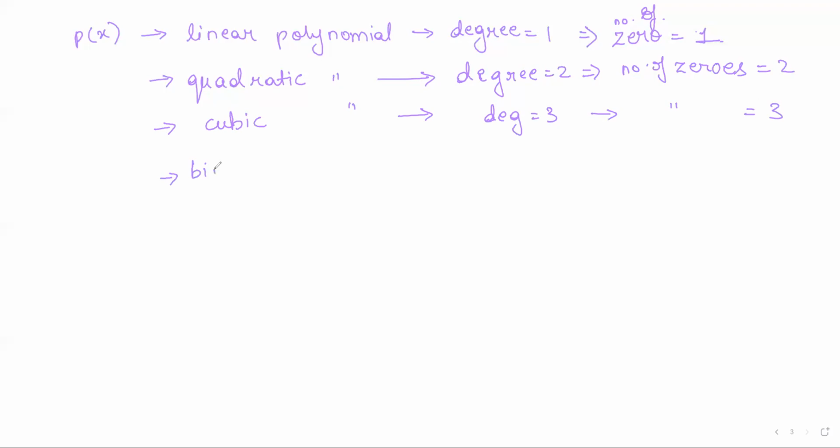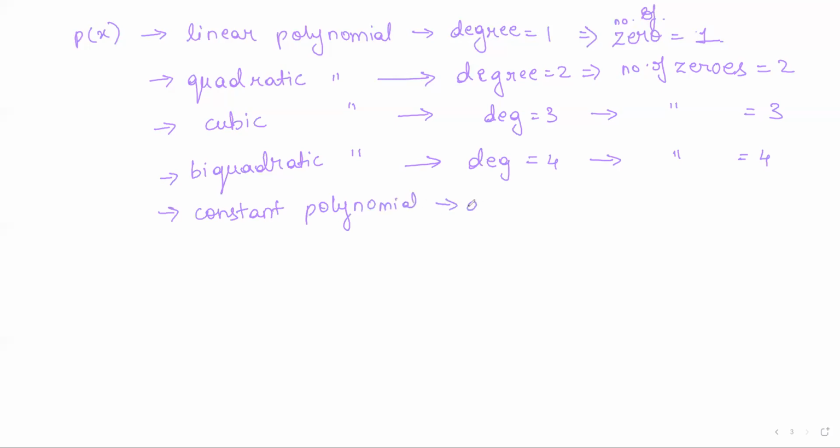Biquadratic, degree is 4. Number of zeros will be equal to 4. Constant polynomial. Now we know that in a constant polynomial, your degree is 0. Your degree is 0. Hence, number of zeros will be 0.